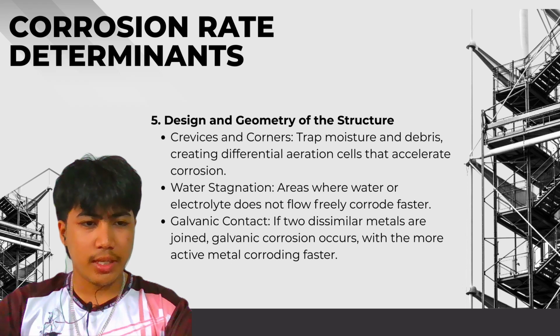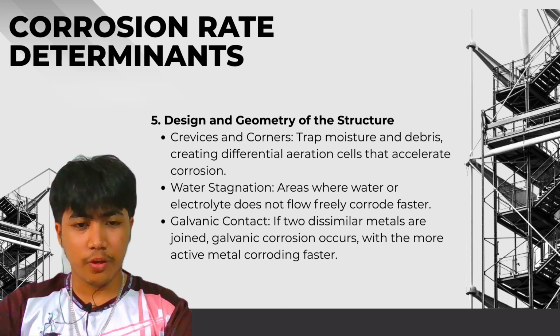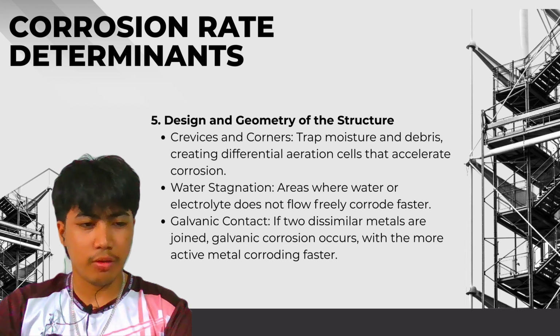Number 5. Design and geometry of structures. Crevices and corners trap moisture and debris, creating differential aeration cells that accelerate corrosion. Water stagnation: areas where water or electrolyte does not flow freely corrode faster. Galvanic contact: if two dissimilar metals are joined, galvanic corrosion occurs, with the more active metal corroding faster.